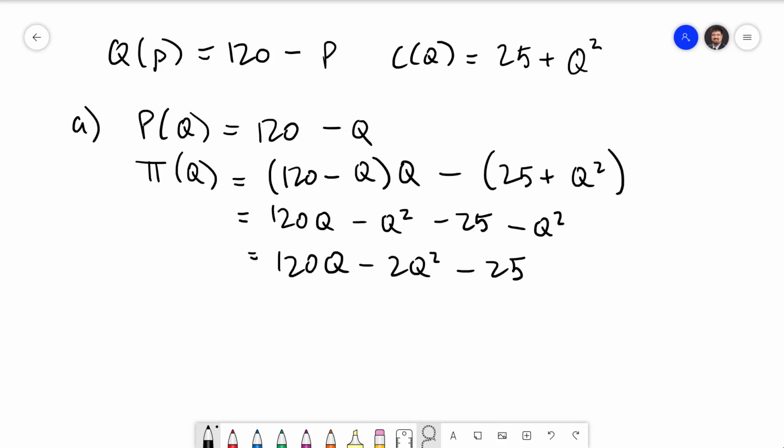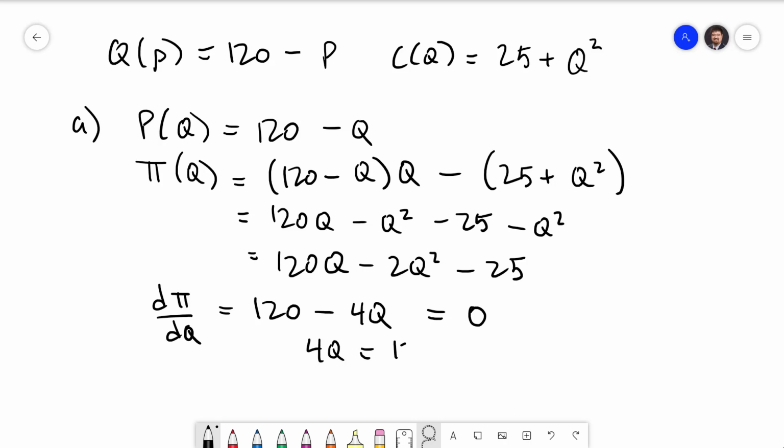Next, we take the first order condition. So I'm going to take the derivative of the profit function, which is 120 minus 4Q. The 25 is just going to drop out because that's a constant, equals 0. Add 4Q to both sides is going to give me 4Q equals 120, and then divide both sides by 4 to get QM equals 30.